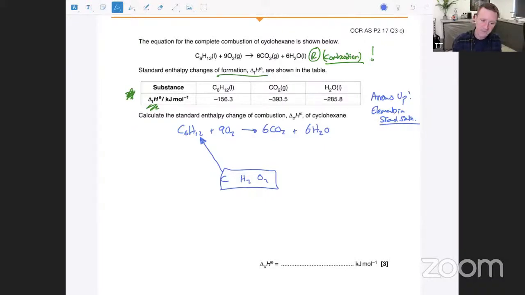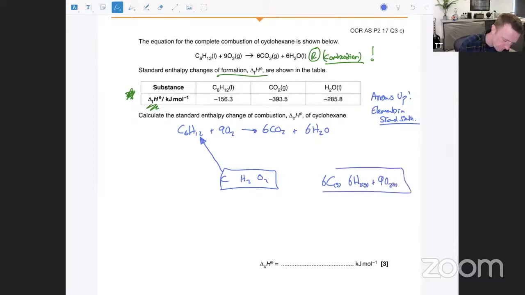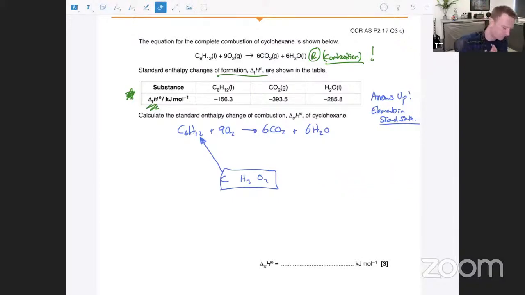Actually, you don't need to write the states in the box. I mean, officially, you should write 6 carbon solid. We need 6 H2 gas and we need 9 O2 gas. Officially, that's what goes in the box at the bottom, but they don't mark you on that. Okay, they don't mark you on that. So long as your numbers are correct, then you don't need to do that. So I just put my elements in the bottom.